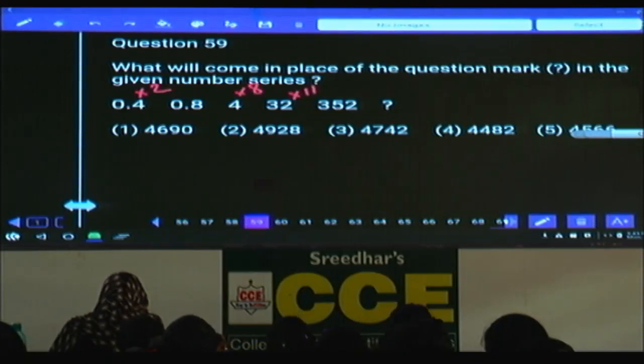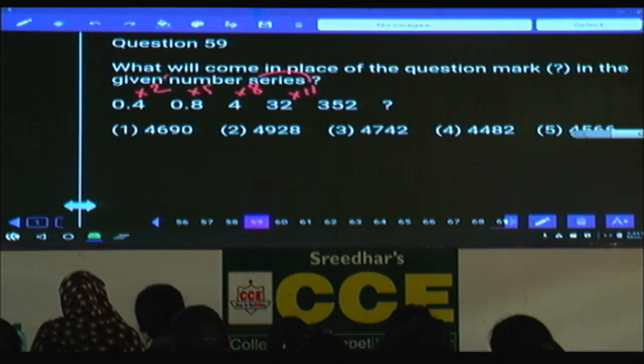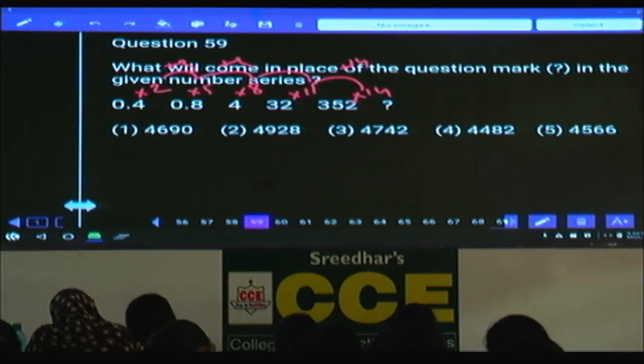Now 2, 8, 11. 8 plus 3, 11. 2 plus 3 is 5. Into 5. Plus 3 and again plus 3 and 8 plus 3, 11. 11 plus 3, 14. Now 342 into 14. 2 into 4, 8. The last digit must be 8. Among the given choices, only choice 2 is having the last digit as 8, choice 2. No need to find out the entire number. Last digit is 8. 59.